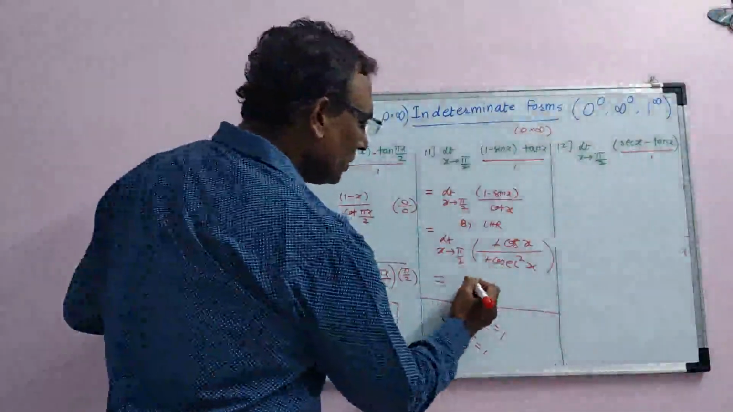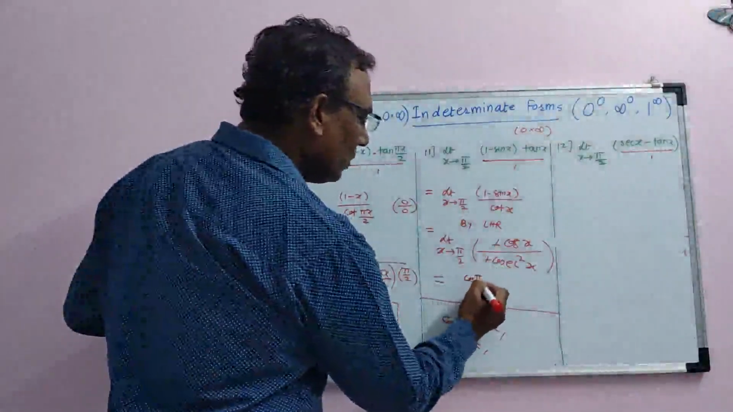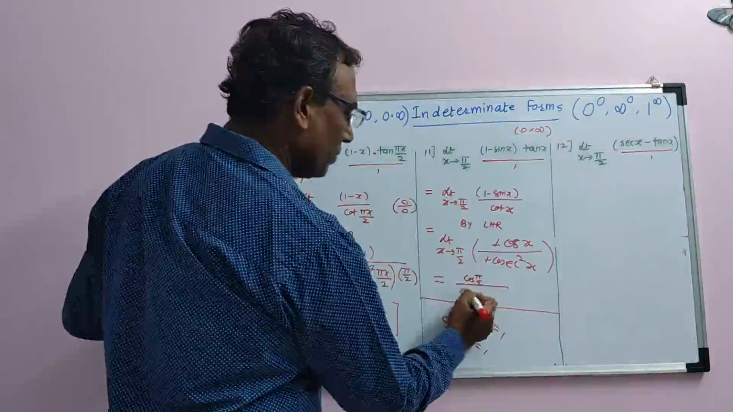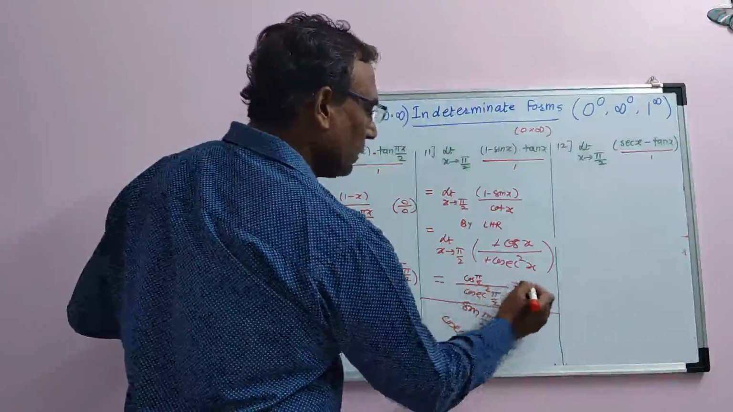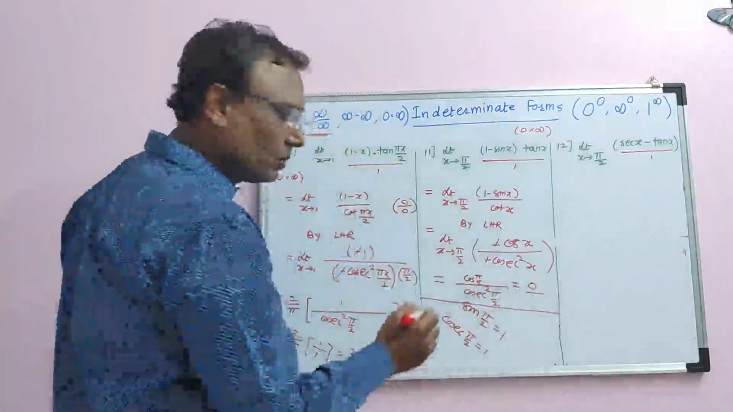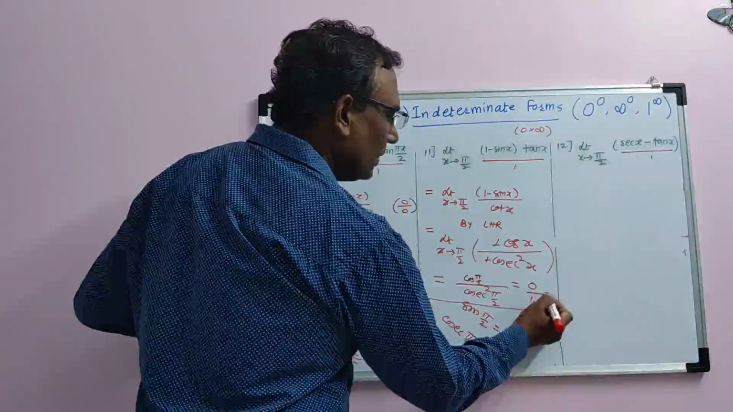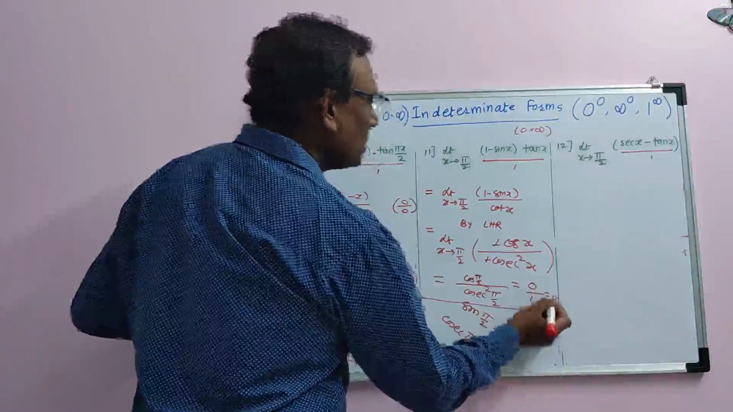So you can put the value of x in this step. Cosec square pi by 2 and cos pi by 2 is 0. Cos pi by 2 is 0 and cosec pi by 2 is 1. So 0 by 1 is 0. 0 is the value of this limit.